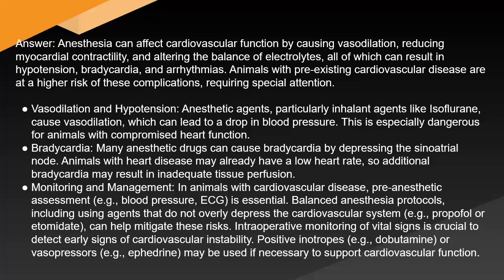Monitoring and management: in animals with cardiovascular disease, pre-anesthetic assessment, e.g. blood pressure, is essential. Balanced anesthesia protocols, including using agents that do not overly depress the cardiovascular system, e.g. propofol or etomidate, can help mitigate these risks. Intraoperative monitoring of vital signs is crucial to detect early signs of cardiovascular instability. Positive inotropes, e.g. dobutamine, or vasopressors, e.g. ephedrine, may be used if necessary to support cardiovascular function.